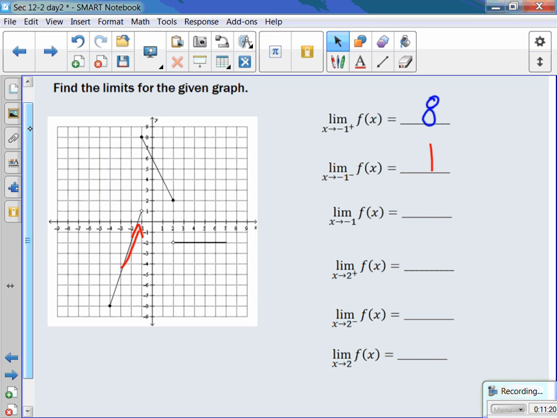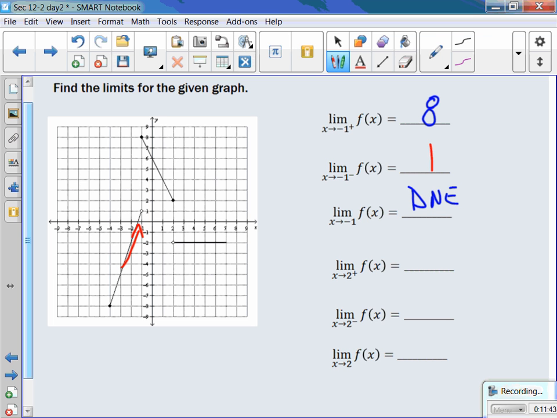What did Michael say in the beginning of the class? It has to be a unique number. Is this a unique number? 8 and 1. No. Therefore, I have no limit there.